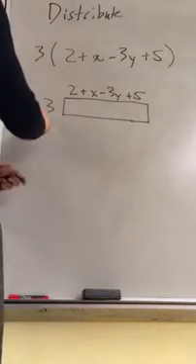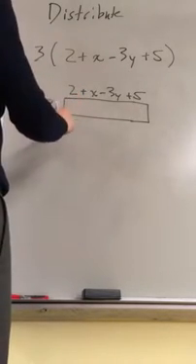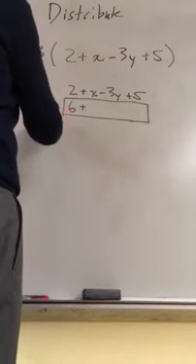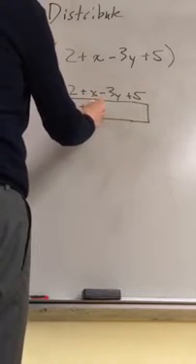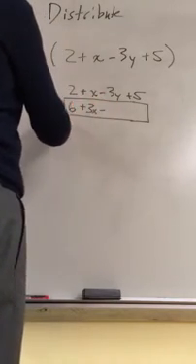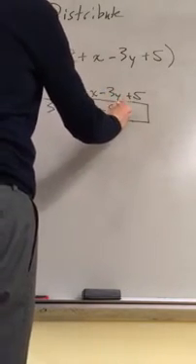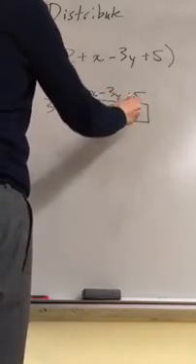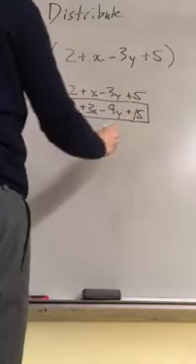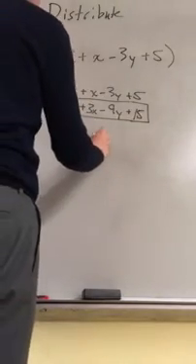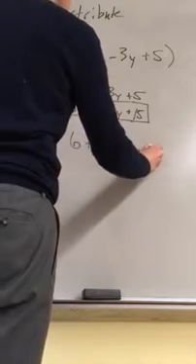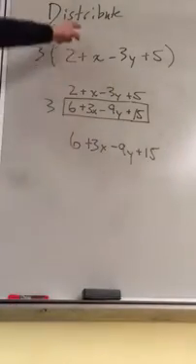So now we multiply into the array. So we'll say 3 times 2 is 6, bring down plus. 3 times x is 3x, bring down minus. 3 times 3y is 9y, bring down plus. And 3 times 5 is 15. So now we have 6 plus 3x minus 9y plus 15. So that was distribute.